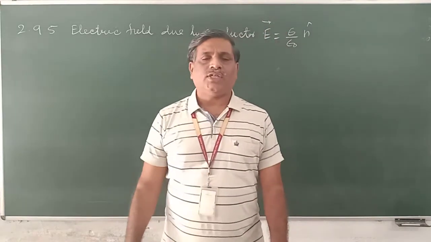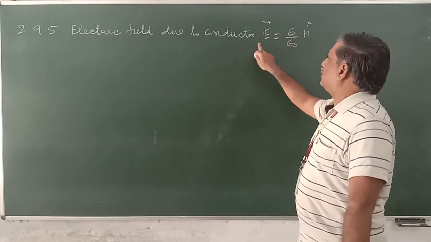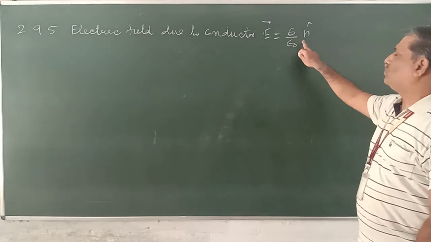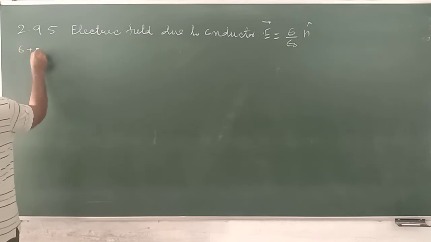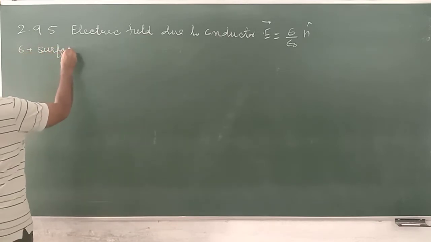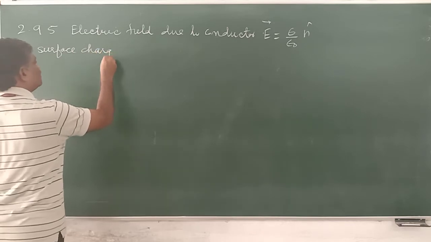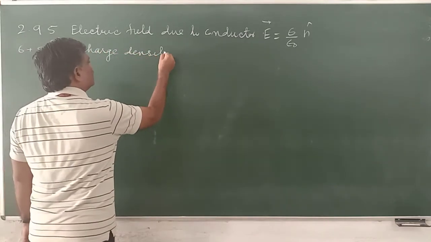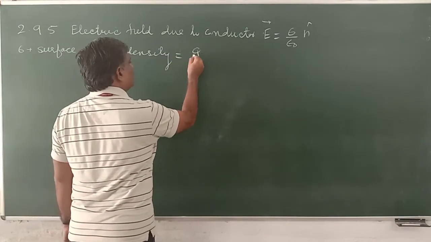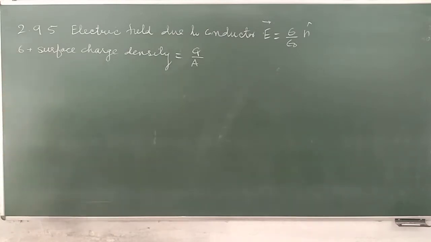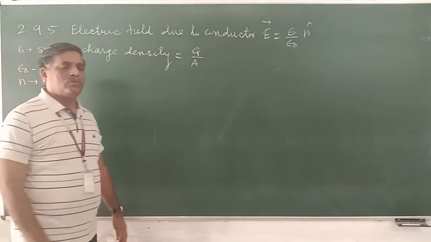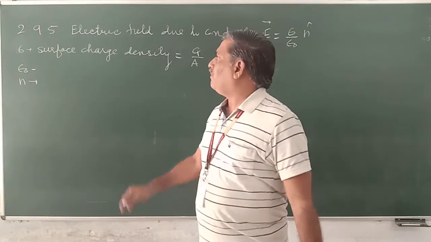Electric field due to any charged conductor is given by E is equal to sigma by epsilon 0 n cap. E is the electric field, sigma is the surface charge density, meaning total Q divided by area. Surface charge density is charge divided by area. Epsilon 0 is the permittivity of free space and n cap is the unit vector normal to the surface. So it is given by this.